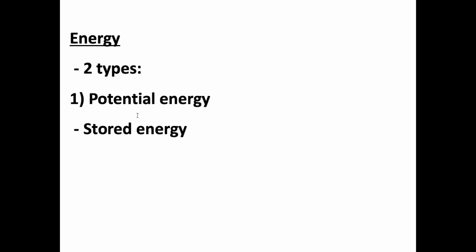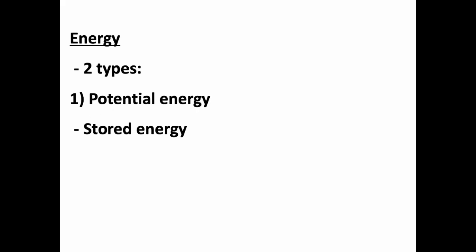So let's start by defining energy. We could define energy as simply the ability to do work, to make stuff happen, to change things in the world. Simple definition, the ability to do work. We could divide energy into two types. Let's start with potential energy. Potential energy is a type of energy that can be thought of as stored energy. Nothing is moving, nothing is happening, but there's the potential for it to do so.